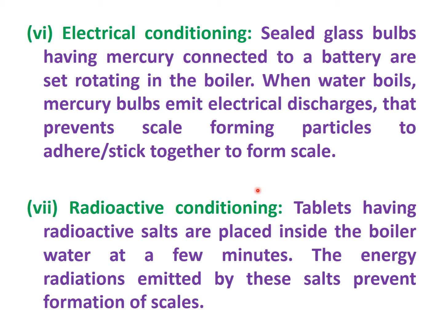Now, electrical conditioning. A sealed glass tube bulb having mercury connected to a battery is set rotating in the boiler. When water boils, the mercury bulb emits electric discharge that prevents scale forming particles from adhering together to form scales. So it will neutralize the charge of the particles and bind them together as a non-sticky material.